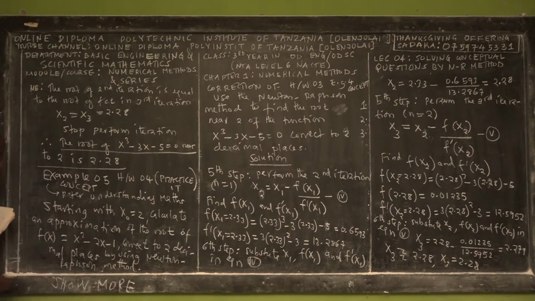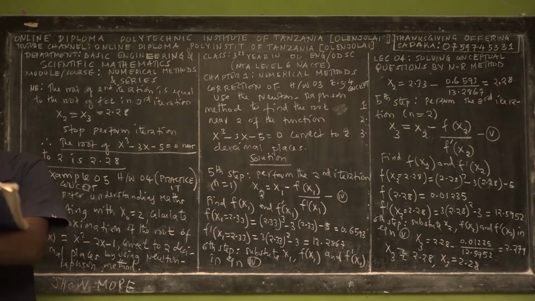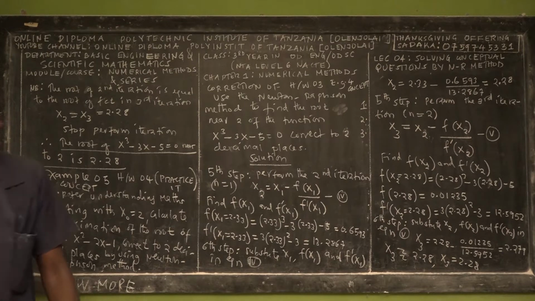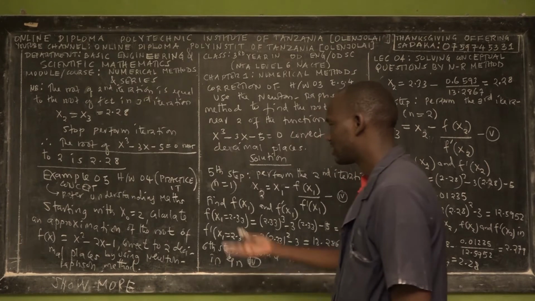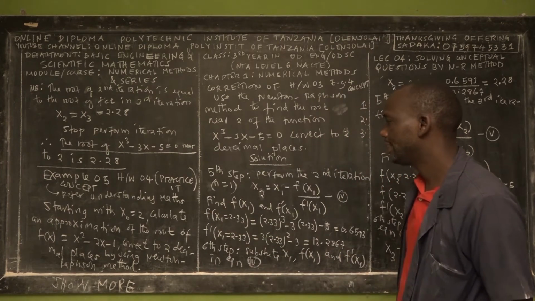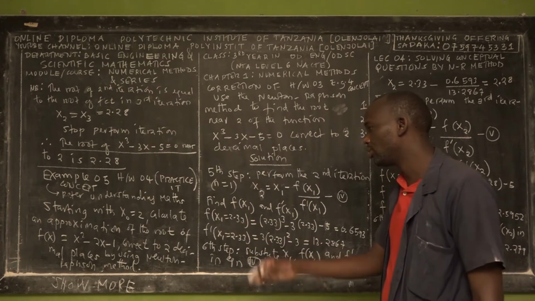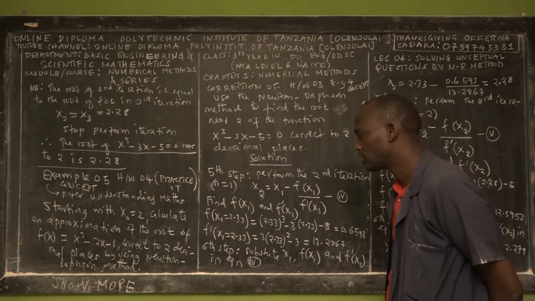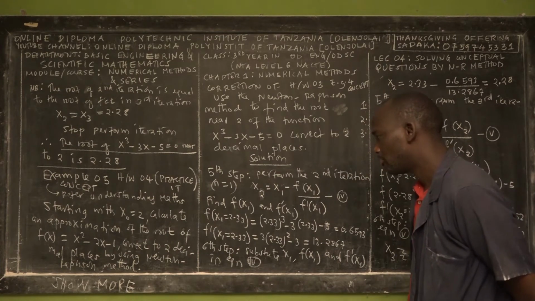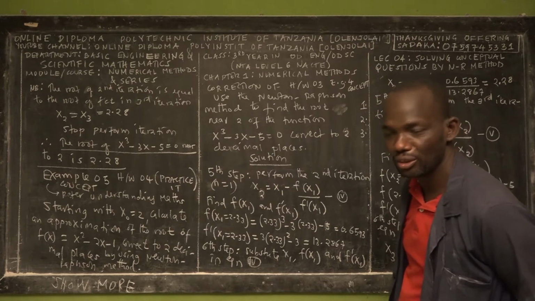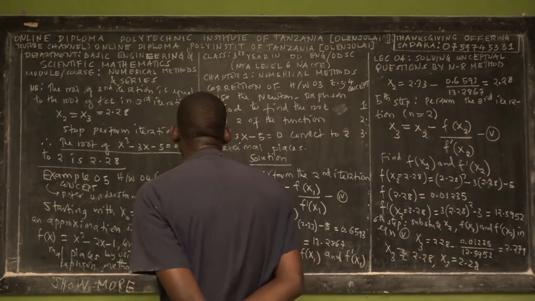So you see the same question to be asked, but it does not state how many iterations you should do. Starting with x naught is equal to 2, calculate an approximation of the root of the function f of x is equal to x squared minus 2x minus 1 to 2 decimal places by using the Newton-Raphson method. Then you are not told how many iterations you should perform.